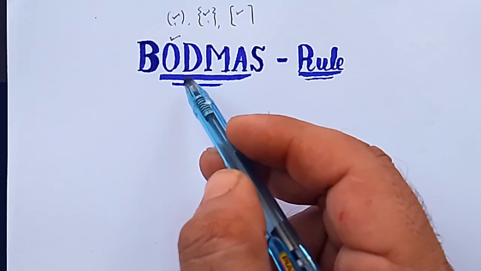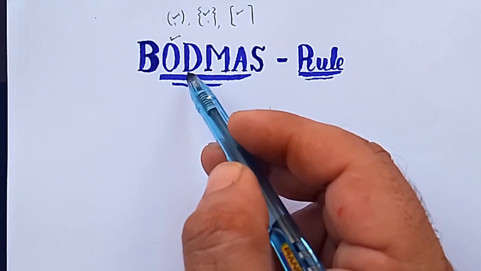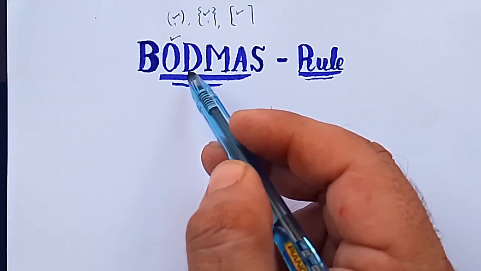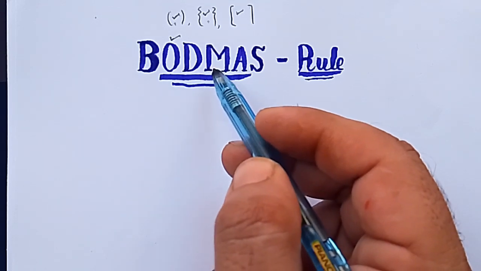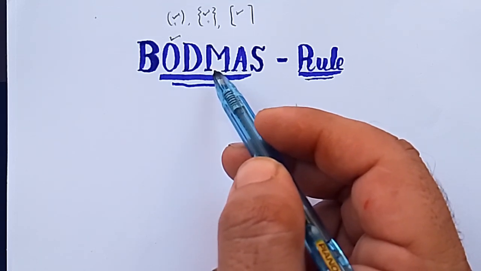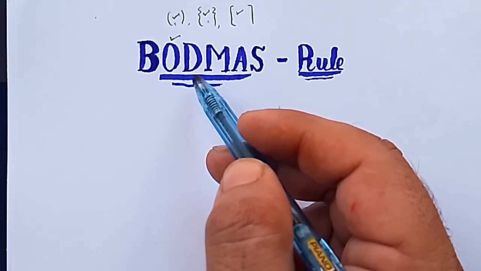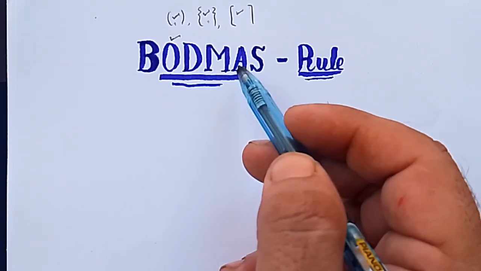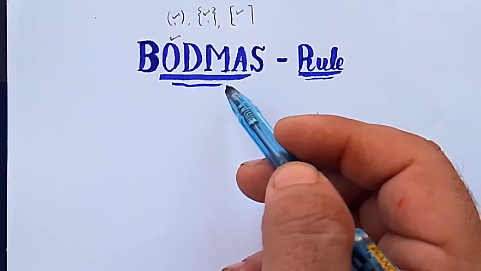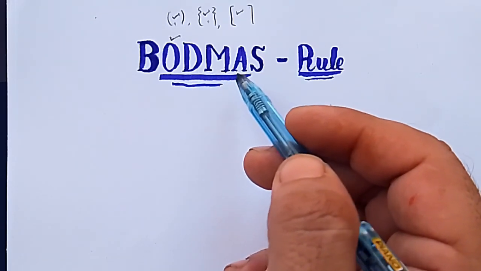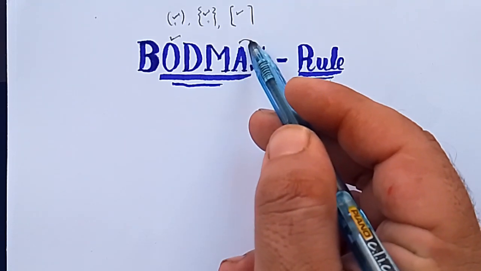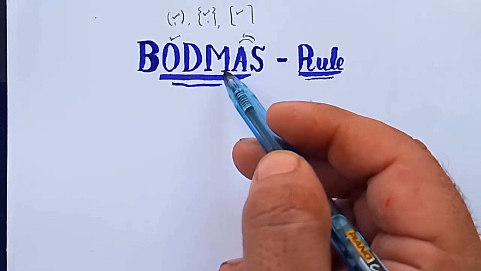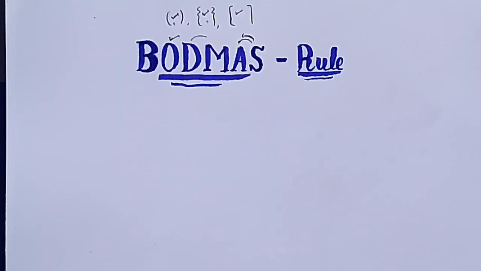After that we have to solve division. After that we have to solve multiplication. After that we have addition and subtraction last. These addition and subtraction are exchangeable. Let's apply this rule to a question.